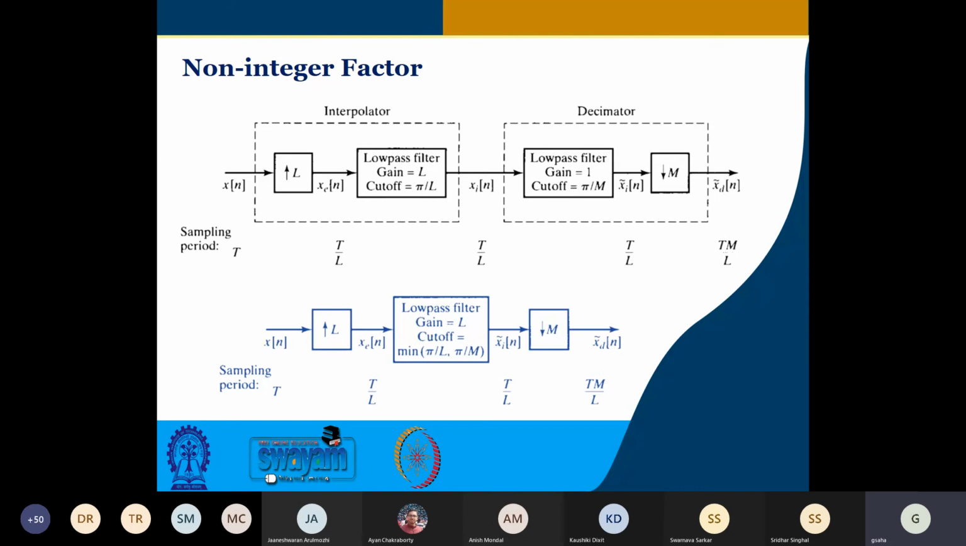So in that case, you have a sampling period T and you want to convert it to M by L times T, say 2 by 3 T. This is one method that has been shown: first interpolation, then decimation. Can you do the other thing also? First decimation and then interpolation?